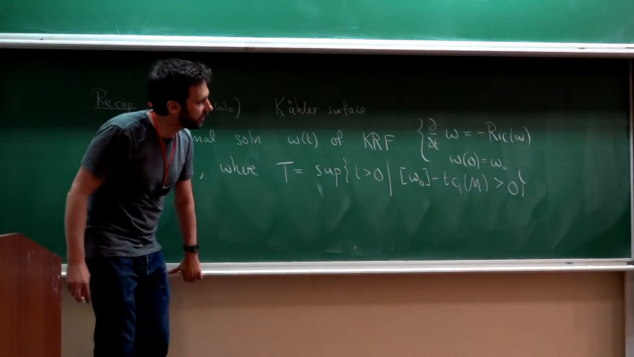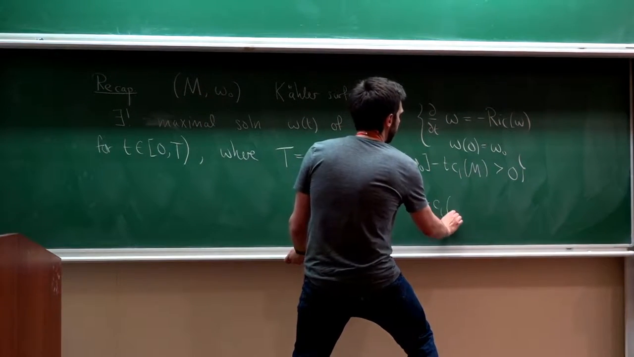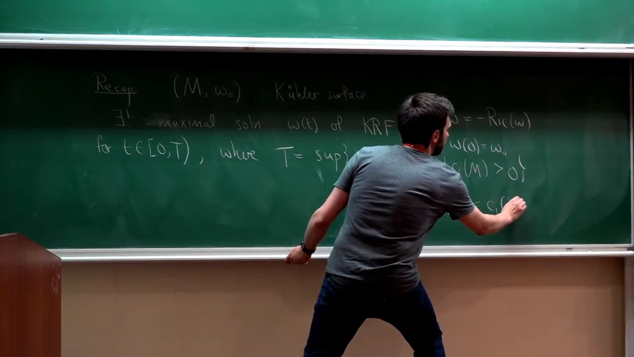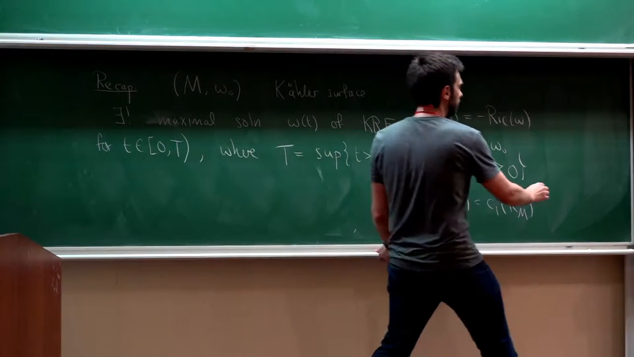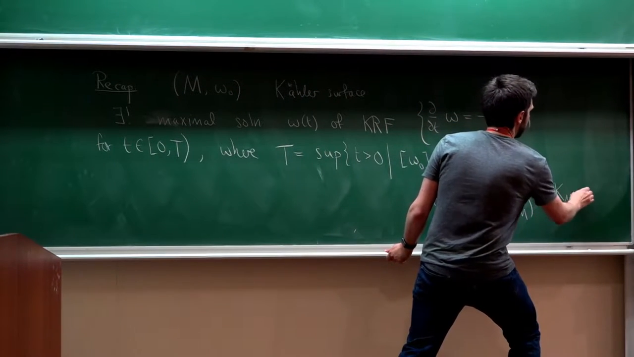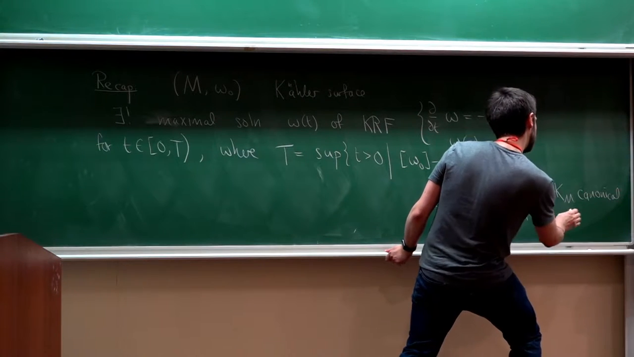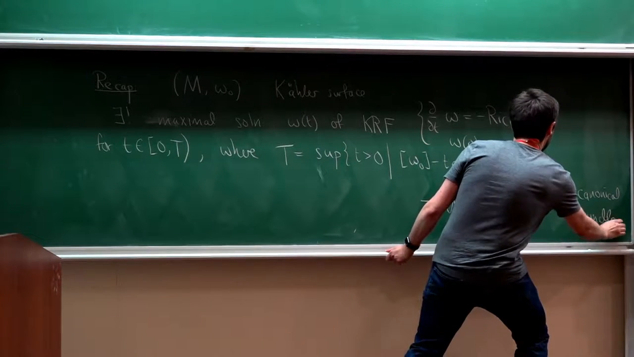And last time I also mentioned that minus C1 of M is the same as plus C1 of K_M, where K_M is the canonical line bundle. It's the canonical line bundle.